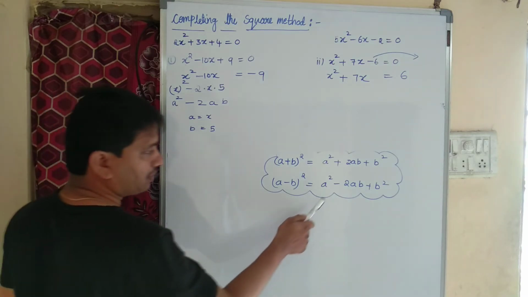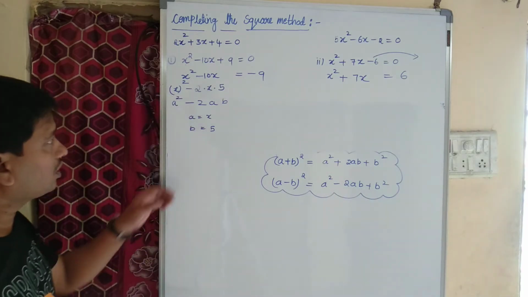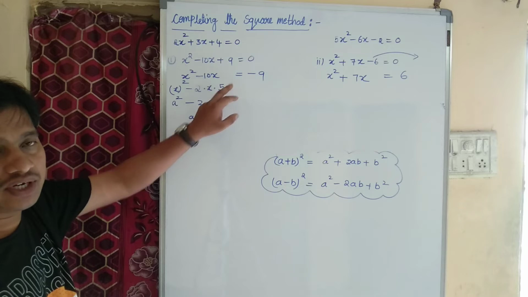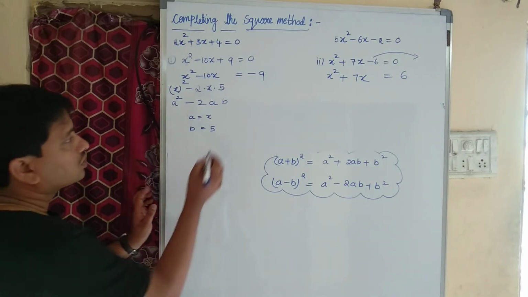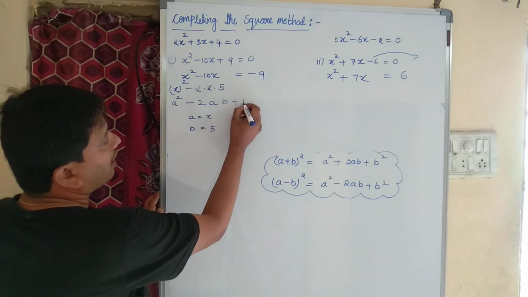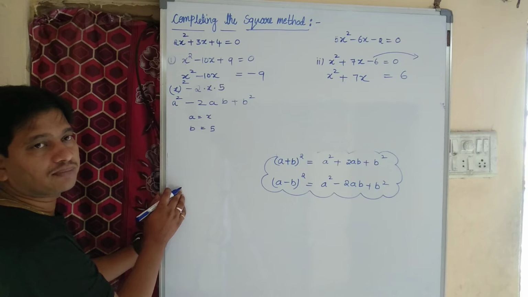Right? But we have the formula a square minus 2ab plus b square. Do we have a plus b square term? We don't have a plus b square term. So what will we do? As per our convenience, we need to add plus b square, so that it comes into the form of a minus b whole square.